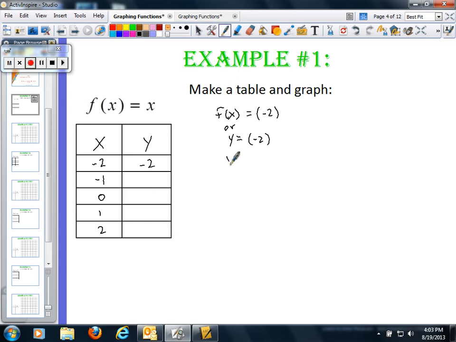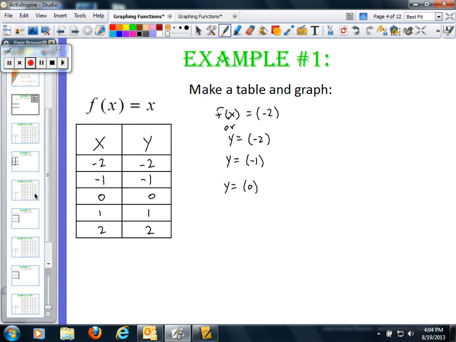So for the next one, I'm going to say y equals, and I'm going to plug in -1 for x. So this is -1. And then we have y equals 0. And I'm hoping you are noticing a pattern. And this would be 1, and this would be 2. So the pattern here should be that whatever x is, that is also your y value. Okay? So now that I've got this filled out, and this one didn't take much space to do, the rest of them might take a little bit more space.